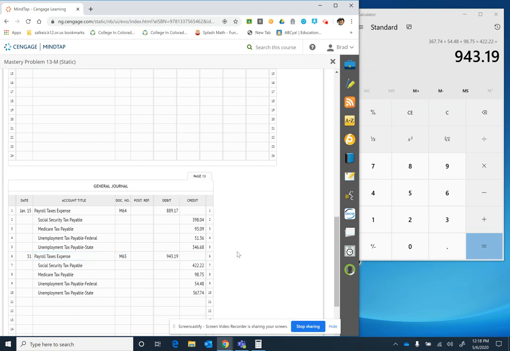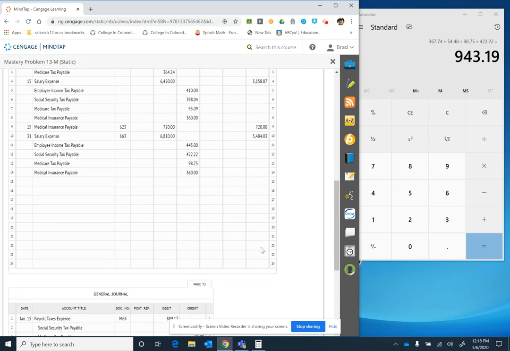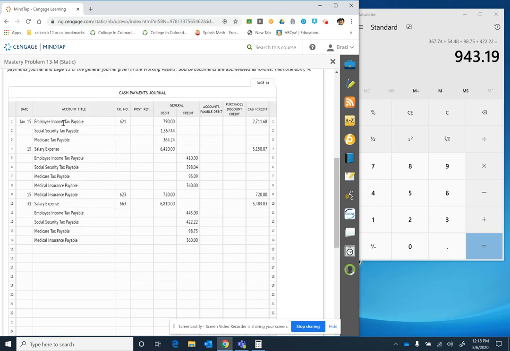$943.19. So just to summarize this here, we've paid our employees twice for the month of January, on the 15th and the 31st. And this is the total amount of taxes that we've withheld for the 1st to the 15th, and then also the 16th to the 31st. So if we were to add these two up, this is what our payroll taxes would be for the month of January.